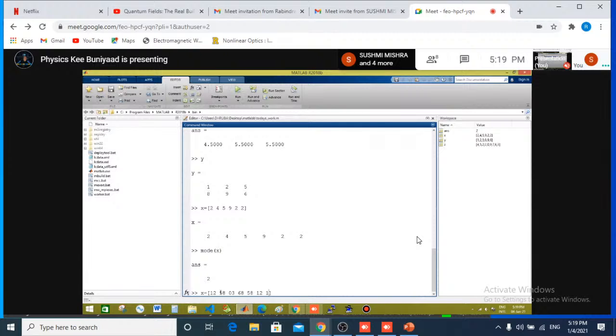Let me use the sum command. The sum command will give you the sum of all the elements. So it will return you 223. So how many numbers are here? 1, 2, 3, 4, 5, 6, 7. So there are a total of 7 numbers.